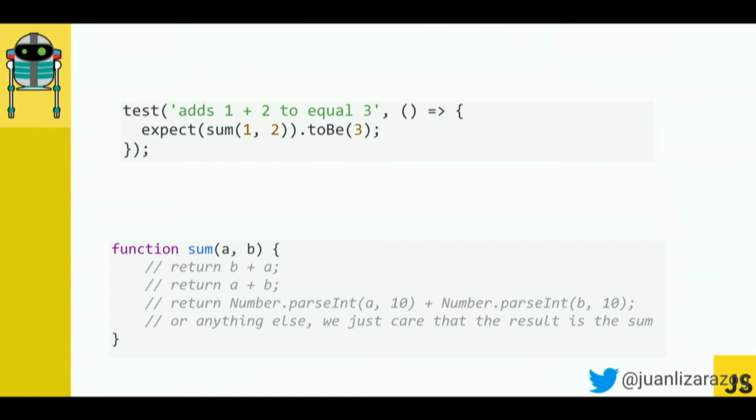I mean, it could be it returns B plus A, or A plus B, or it doesn't matter. It could be that it returns number, and I parse it because maybe I'm receiving a string, and I pass a base of 10, and then I do my operation there, or it could be anything else.